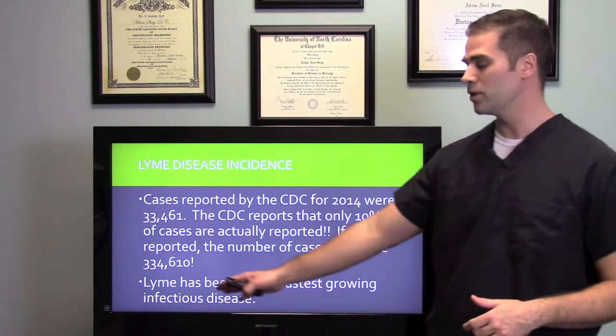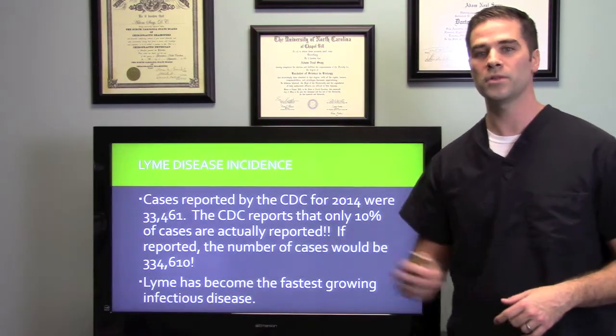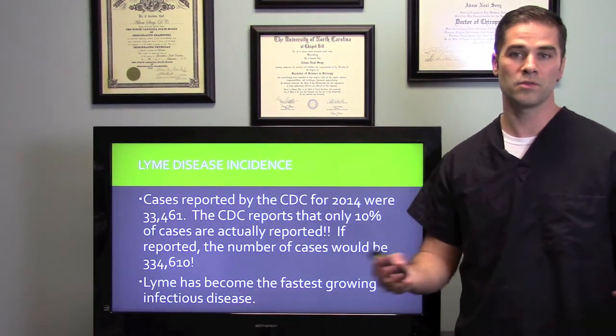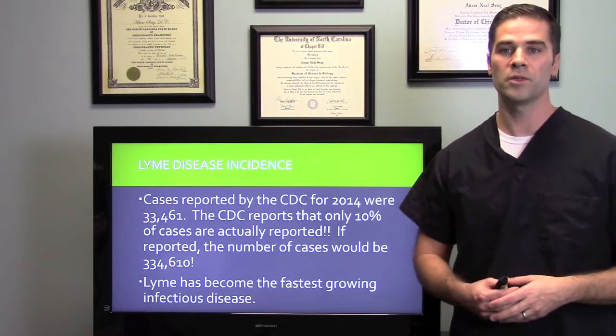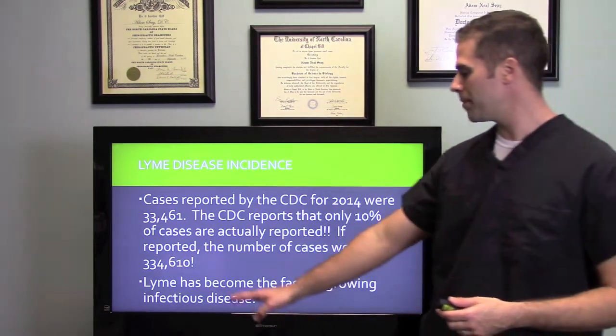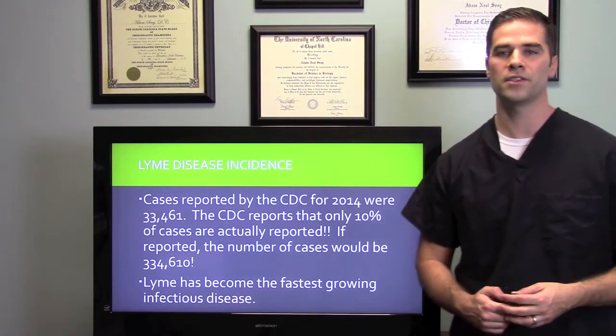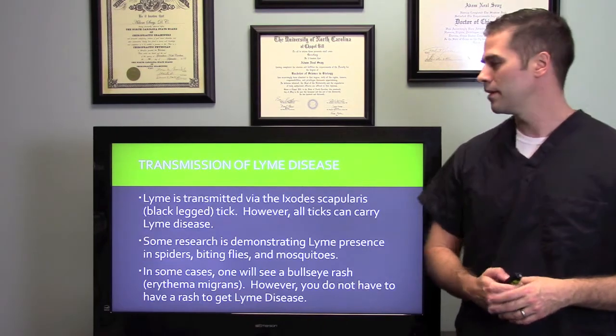And this is what's found in the horrible testing that's done through the CDC, which is how they find Lyme, which is a Western blot. And Lyme has become the fastest growing infectious disease right now.